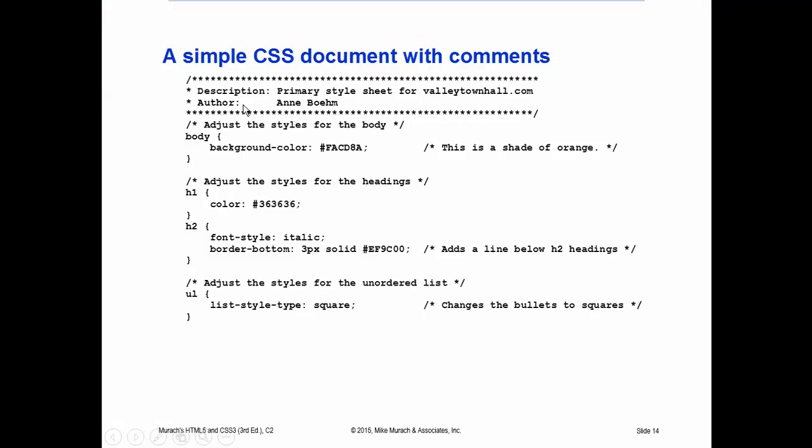So here's the CSS document. Notice the comment structure is different. Whereas in the HTML, we used a comment with a less than sign, an exclamation point, 2 minuses, and then we put in all of our comments and ended it with 2 minuses and a greater than sign. You start comments in CSS with a /* and you end them with a */.